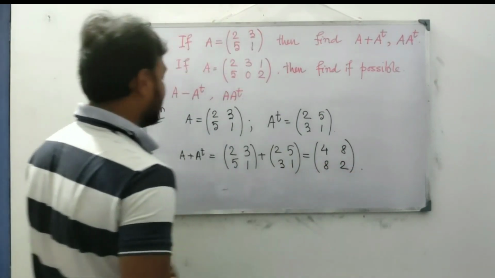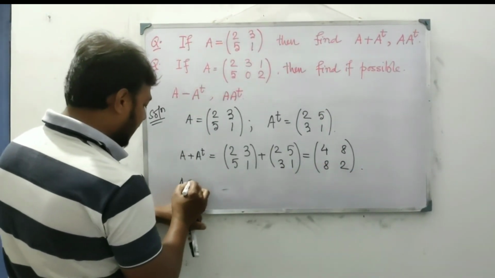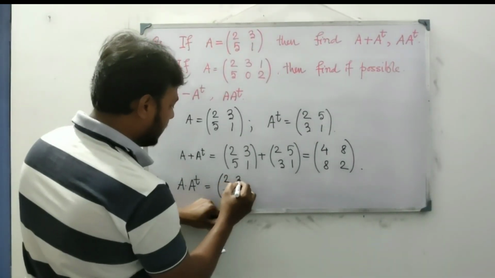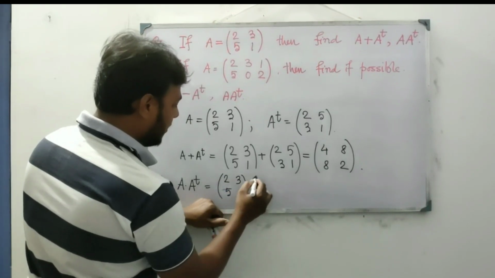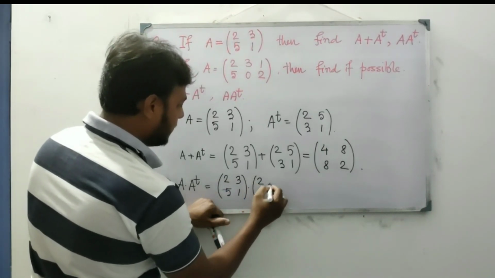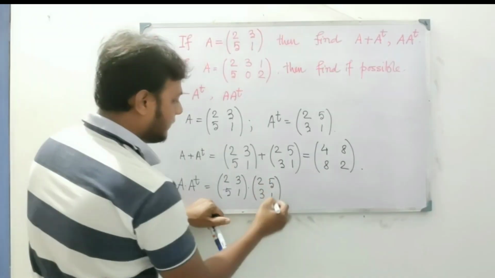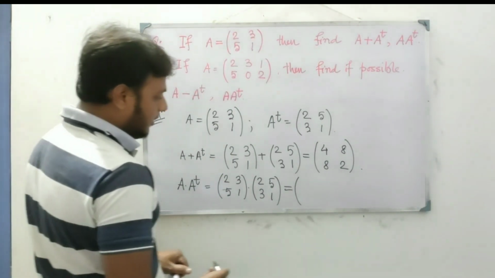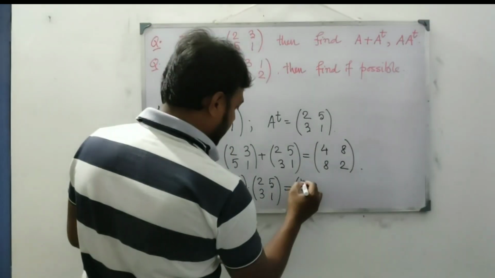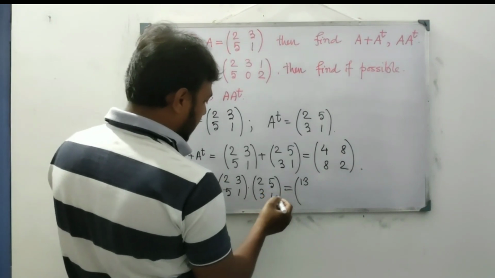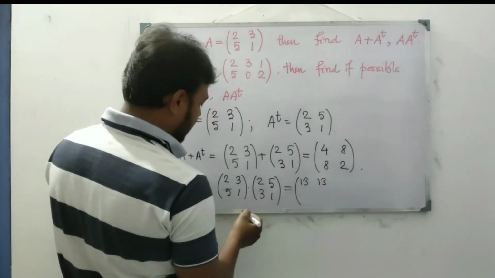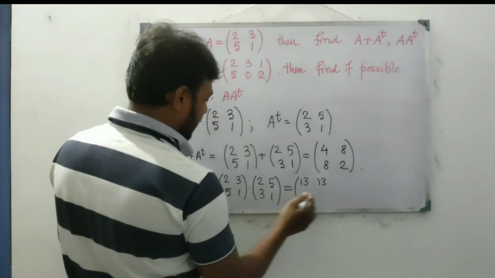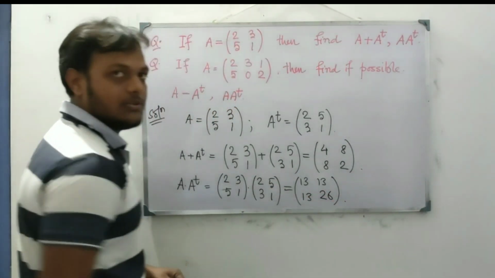So this completes A plus A transpose, and to compute A times A transpose, put the values. This is matrix A, [2 3; 5 1], times A transpose, [2 5; 3 1]. Now consider the multiplication, then you will get the answer. In the case of multiplication, it will be 4 plus 9, that is 13, then 10 plus 3, again 13, and 26. So this completes the first solution.